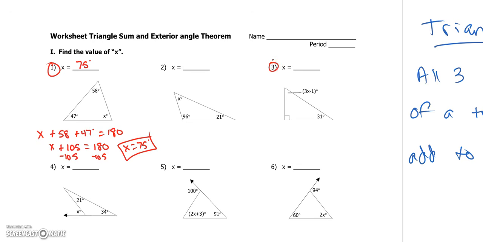Okay, 3 is a little different. Now I don't have just x, I have an expression 3x minus 1. So this works the same way. This is a 90-degree angle because I have the right angle symbol. So I know that 90 plus 31 plus this expression 3x minus 1 has got to equal 180. So let's see, combining these, I get 120 plus 3x equals 180. Subtracting 120 gets me 3x equals 60, and I get x equals 20.